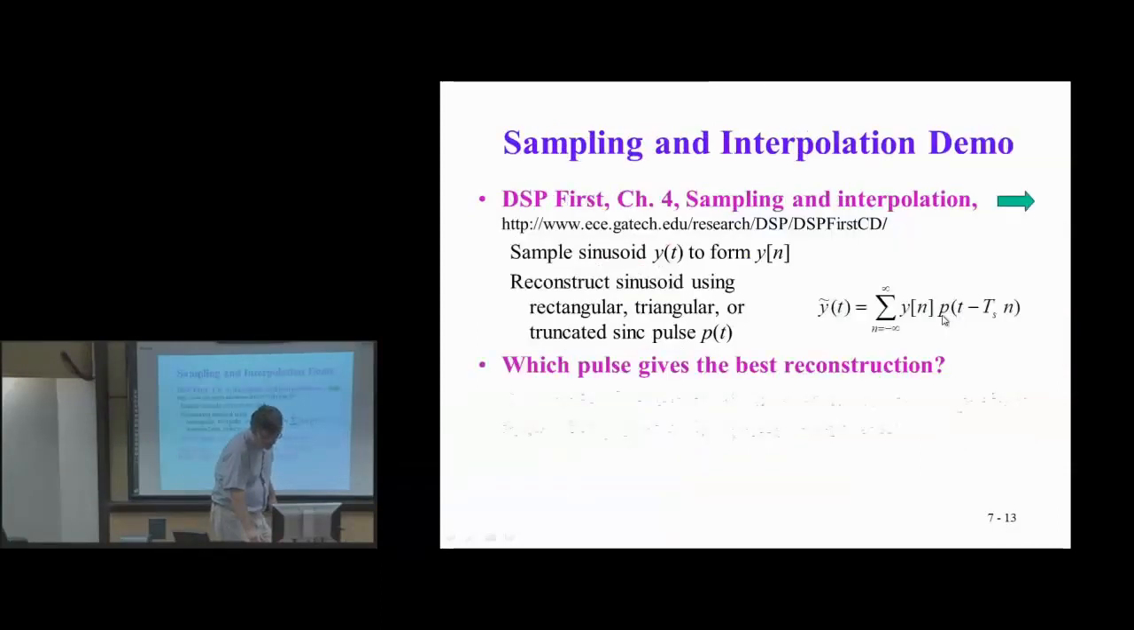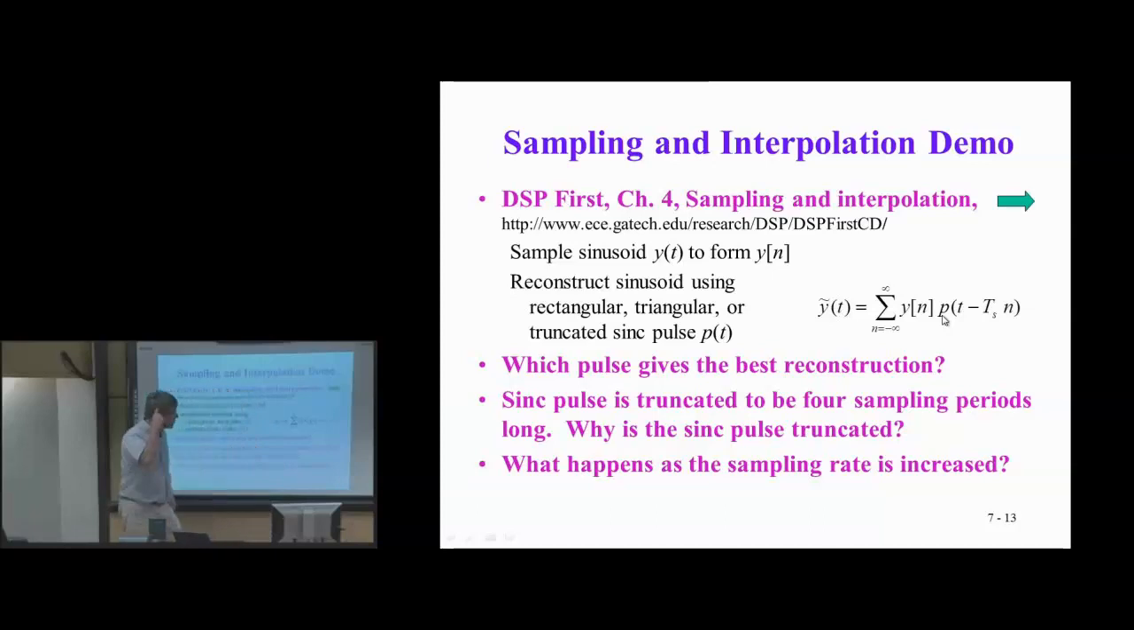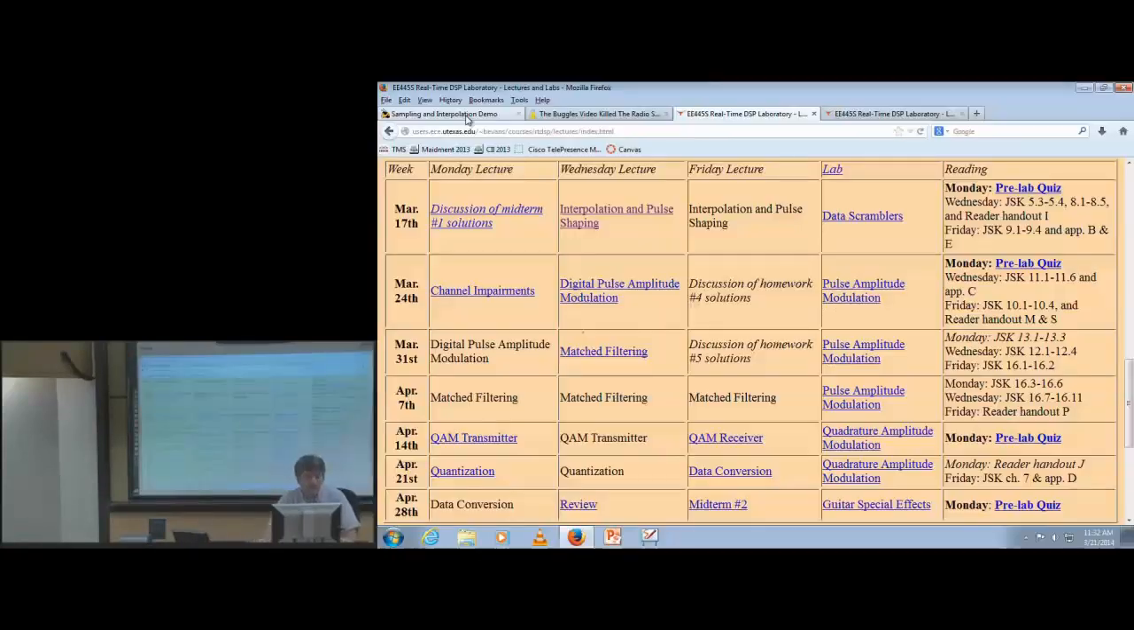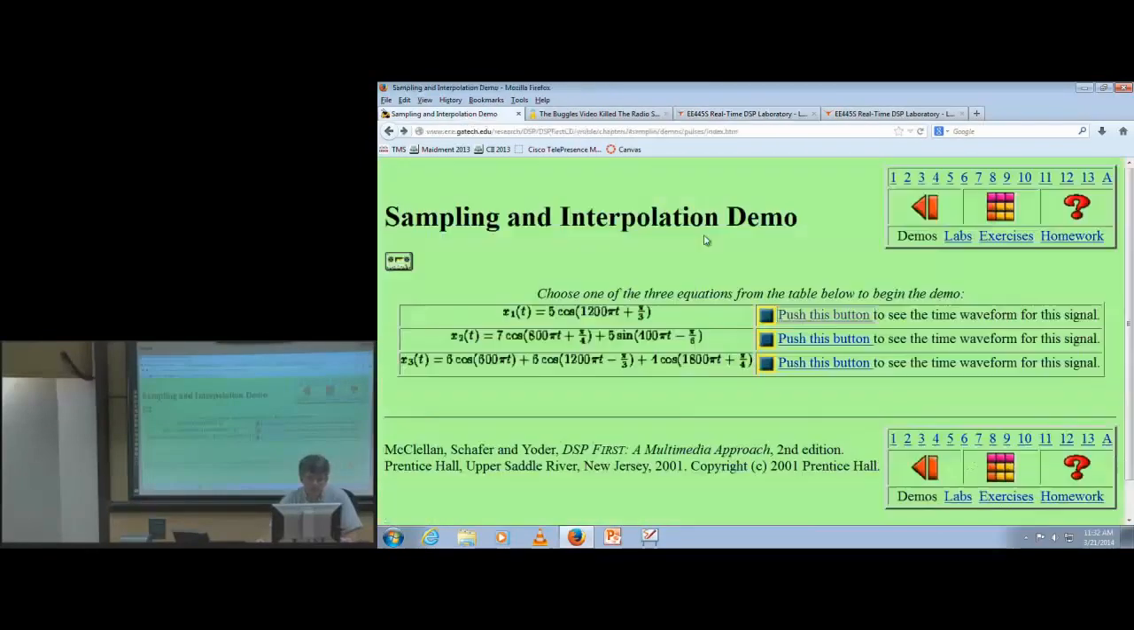All right, so let's go on to the demo. It's the demo we've run before. We're going to do sampling and interpolation. We'll sample at different rates and use 3 different pulse shapes to reconstruct. We've done this before, but now it's nice to go back and look at a familiar demo with a little bit extra coverage of the material that's in the reconstruction part. Okay, again, demos from DSP First, as mentioned on the slides.